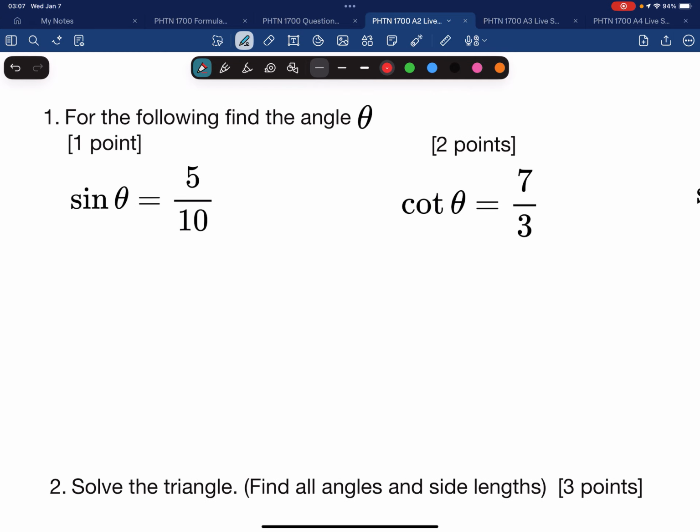So first one here, we're given sine theta equals 5/10. First thing I'm going to do is reduce that fraction to 1/2. Then I'm going to take the inverse sine, or the arc sine, of both sides, and plugging that into my calculator exactly as is gives me 30 degrees.